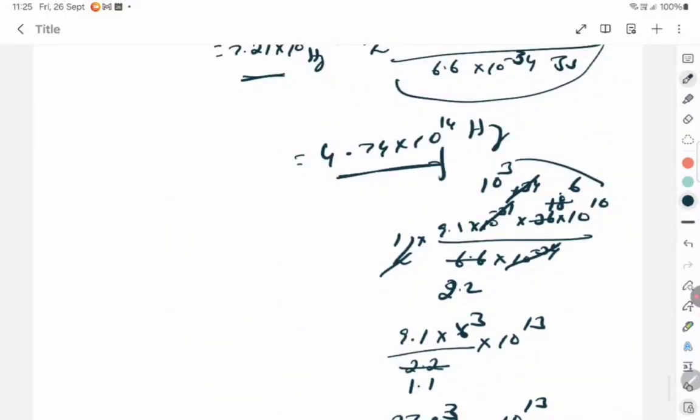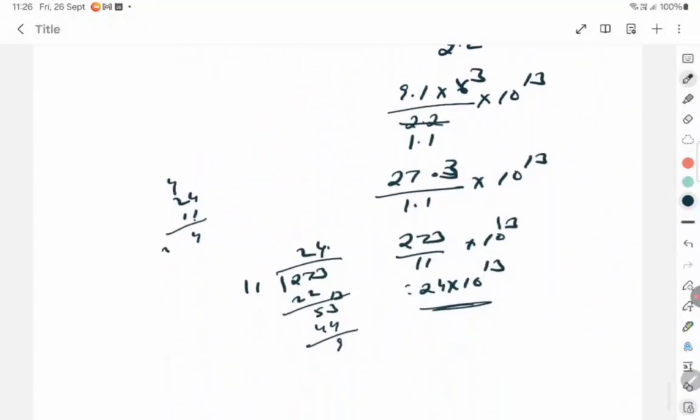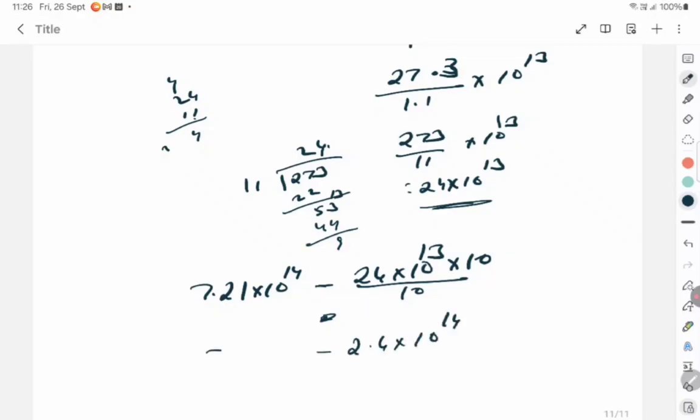But I want the answer in terms of 10 to the power 14 in order to be able to subtract, because this is 7.21 into 10 to the power 14. So 7.21 into 10 to the power 14 has to be subtracted from 24 into 10 to the power 13. The powers are not the same. So make this power 14. How to make it? By multiplying and dividing by a 10. So this will become 2.4 into 10 to the power 14, and this will become 7.21 into 10 to the power 14. So when you subtract this, you will get an answer of 4.7 into 10 to the power 14 hertz, and this is how you have to calculate.